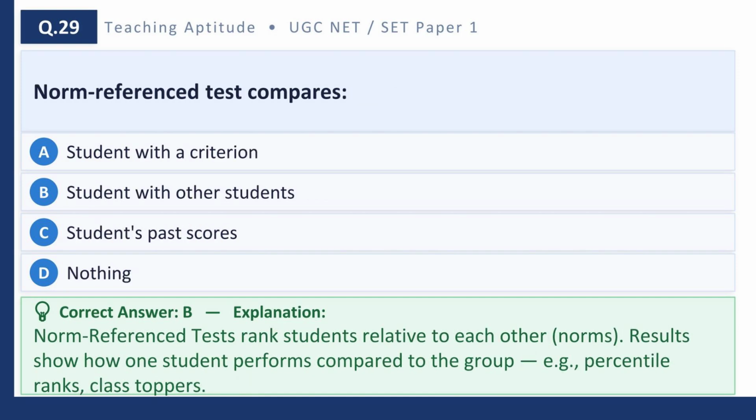On the other hand, a norm-referenced test is designed to compare a student with other students. These tests rank individuals relative to a group, often using percentile ranks or identifying class toppers. This method is less about meeting a specific standard and more about seeing where a student stands in comparison to their peers.